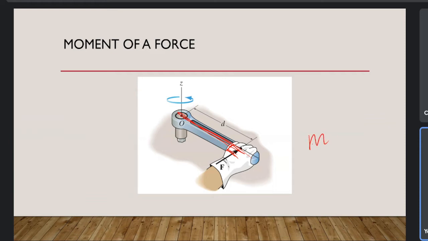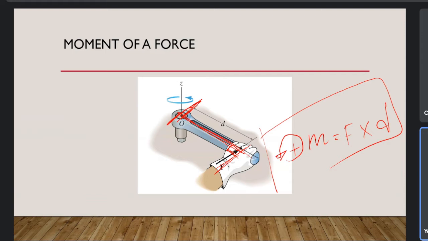If you are going to find the moment counterclockwise, considering that as positive, you just multiply the force applied times the perpendicular distance from the point O, so that is D.